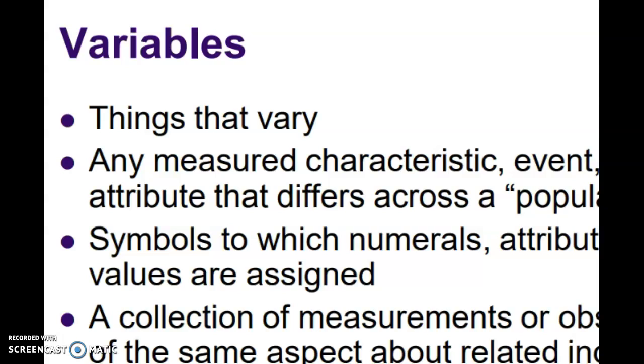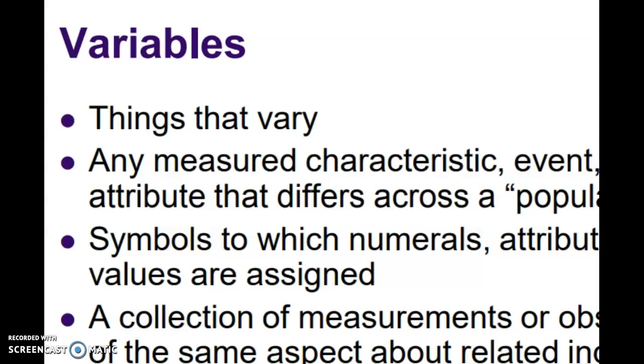In research, variables are also symbols to which we assign numerals, which is like numbers, or we give certain attributes or values. For instance, when we collect certain data, let's say demographic data, that is data related to the attributes of a person, so, for instance, the gender, the marital status, and age, and things like that.